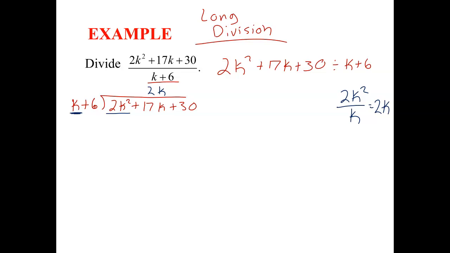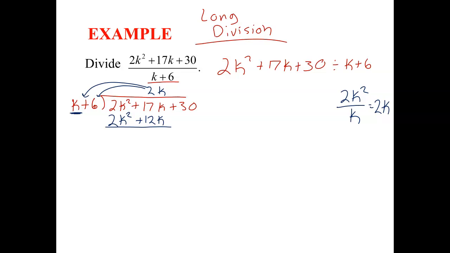Now, similar to our long division algorithm with just integers, we're going to take this first value in our quotient, and we're going to multiply it by both terms in our divisor. Okay? So, 2k times k gives me what? 2k squared. 2k times 6. Okay, we're going to take that and we're going to subtract.